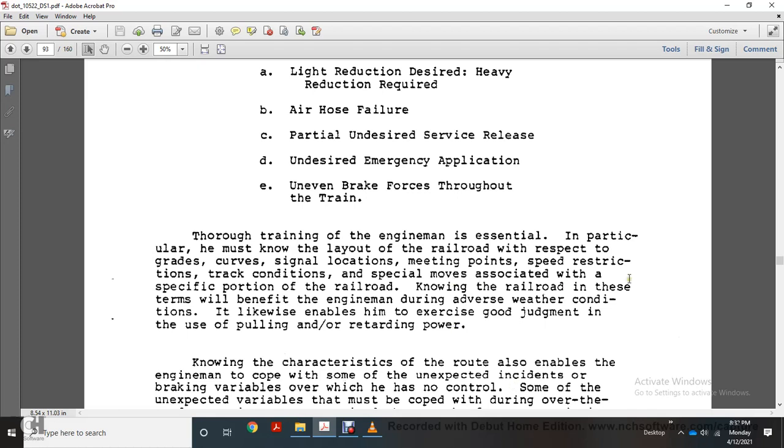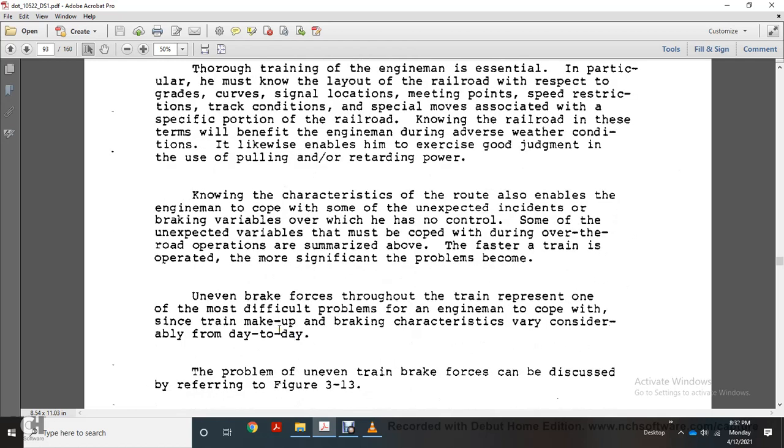Knowing the railroad in these terms will benefit the engine man during adverse weather conditions, and likewise enable the exercise of good judgment and the use of the pulling and or returning power. Knowing the character of the route enables the engine man to cope with some of the unexpected and some of the braking variables over which it has no control.